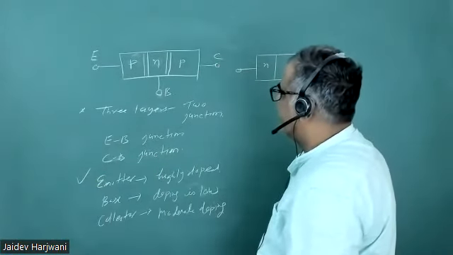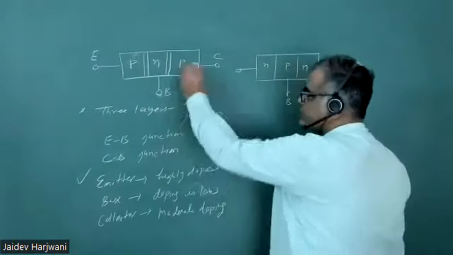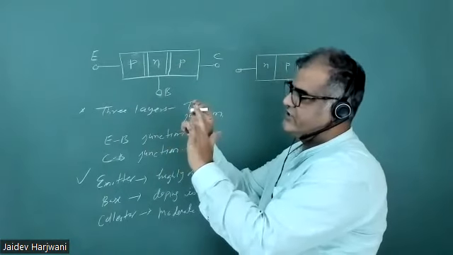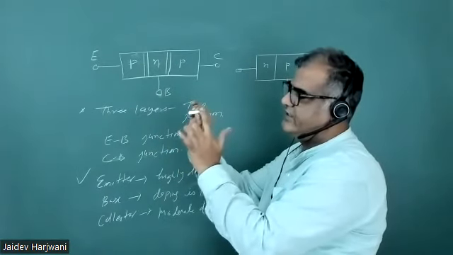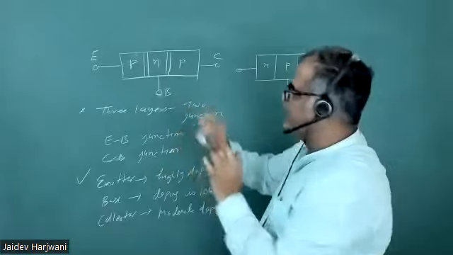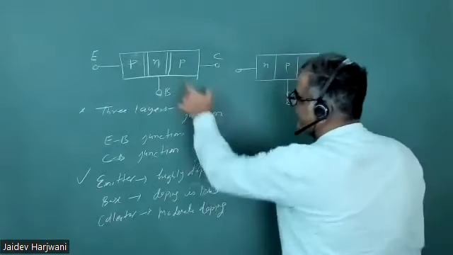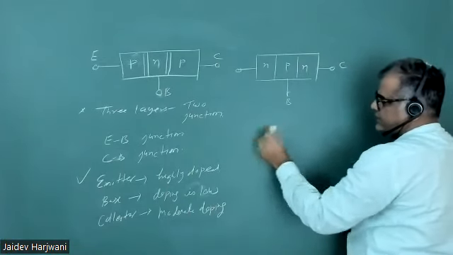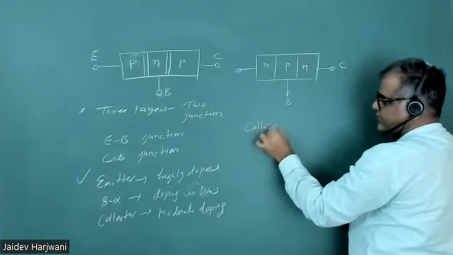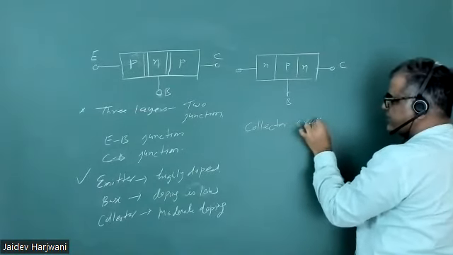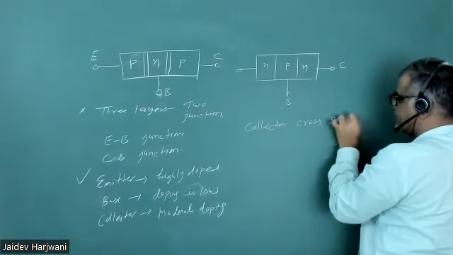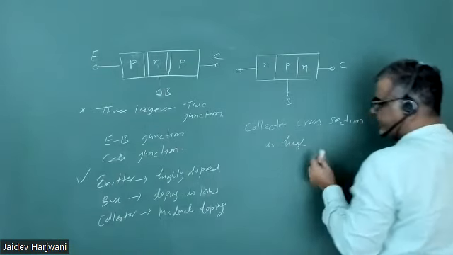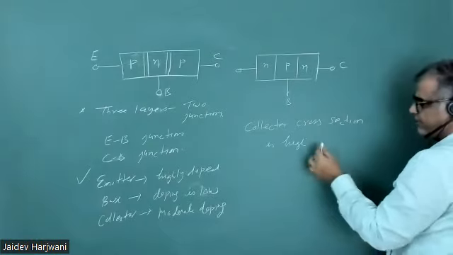And if I talk about the cross section area, this is my transistor: one layer, second layer, third layer. Cross section wise, the collector is very large. So the collector cross section is high compared to the other regions, or you can write compared to the emitter.